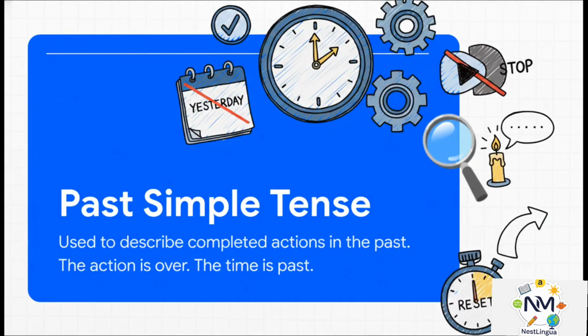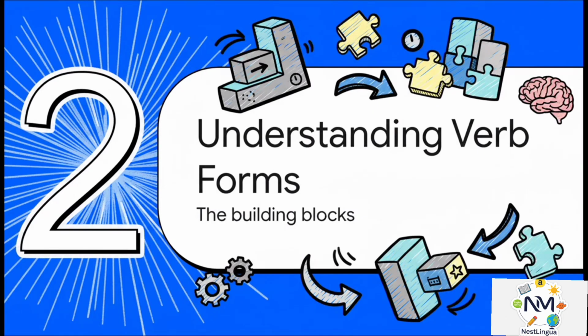Here's the key idea, and it's pretty simple. We use the past simple for actions that are 100% finished, done, over. If you did it yesterday, last year, or even 5 minutes ago, and the action is complete, this is the tense for you.